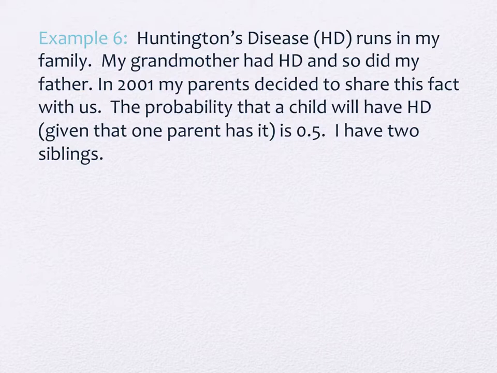My grandmother had Huntington's disease, and so did my father. And in 2001, not much before you guys were born at this point, 2001, right? 2001, my parents decided that they were going to tell us that this is what my grandmother had and that my dad had it. We didn't know my dad had it at that point. The children of us, my family at least, didn't. The probability that a child has Huntington's disease, if your parent has it, is a 0.5 probability.